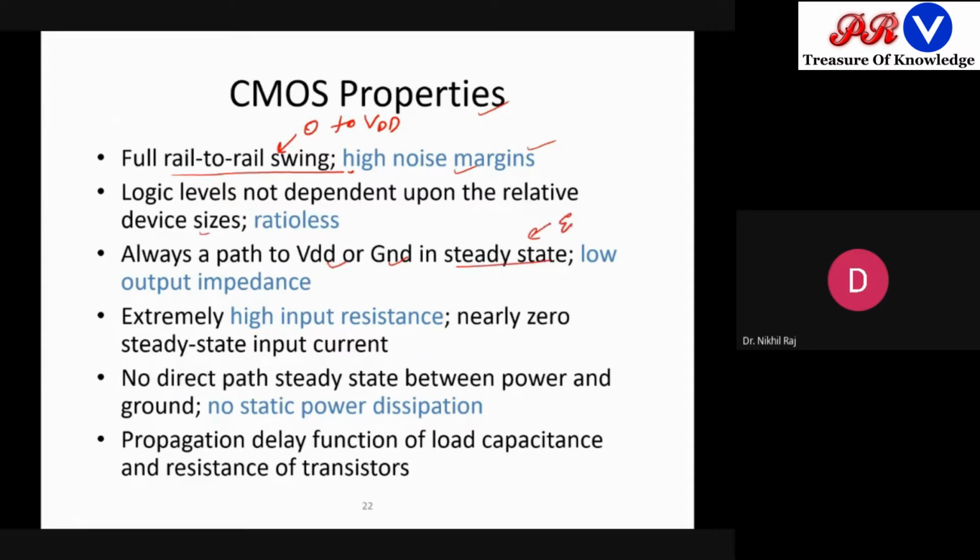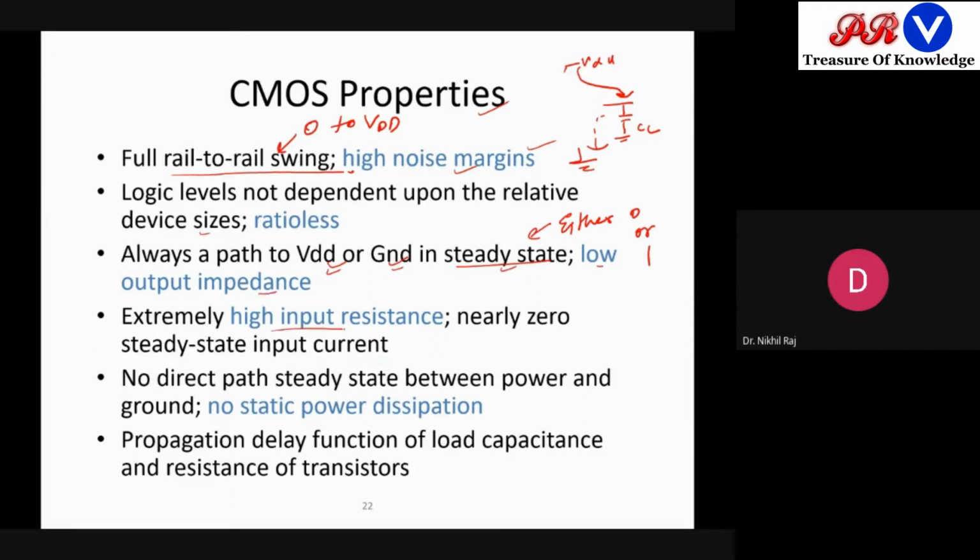Steady state means either one state, either 0 or 1. Okay, it does not include the switching case. So always there will be either a path from the VDD, and let's say it is CL here and this is ground here. So either the path can be from this or a path from this. Okay, these two cannot occur simultaneously. So there is always a path either to VDD or to ground in the steady state, due to which there is a low output impedance.